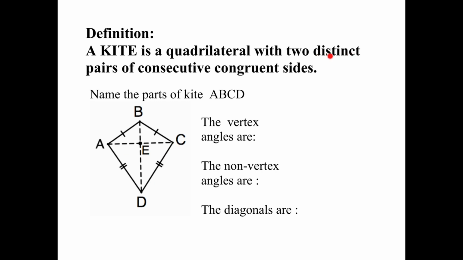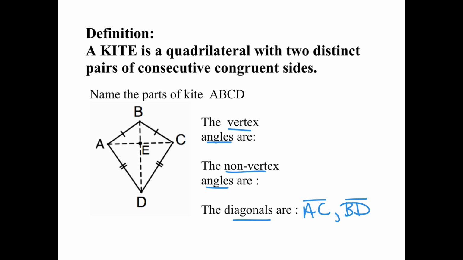I'm emphasizing distinct because they're going to be different. So it's not a square. What makes it different than a square is that these two are different than these two pairs of consecutive congruent sides. Naming the parts, there are vertex angles, there are non-vertex angles, and then there are diagonals. So we'll start with the diagonals since we have seen those before. In this kite, there's diagonal AC, and then there is diagonal BD.